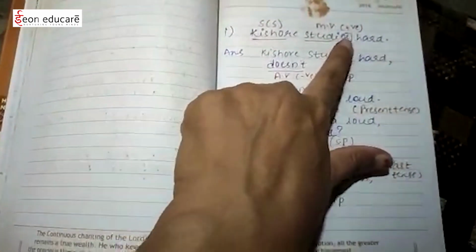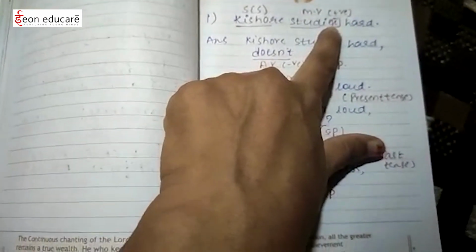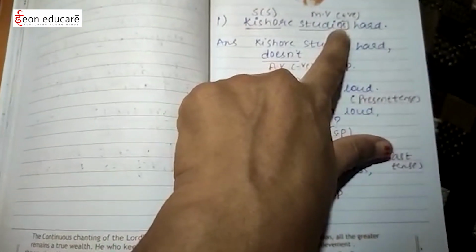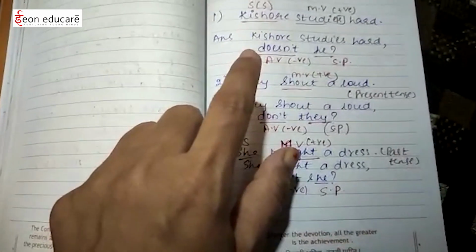Second case, when you are not having auxiliary verb, you are supposed to identify the main verb. Kishore studies hard. At the end of the verb we are having what? S. I told you if we are having what? S, then what we are supposed to write? That is Kishore studies hard, doesn't he?